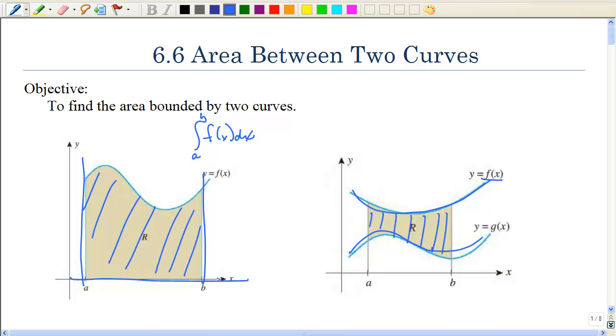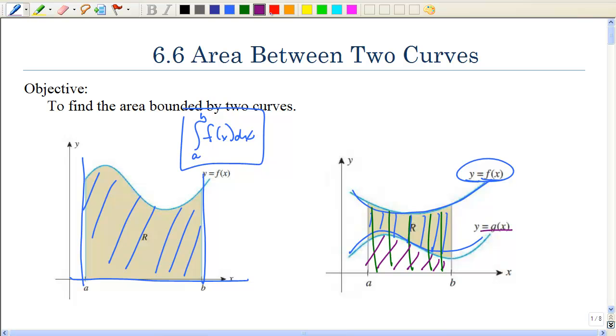Now the way we're going to do that is we're going to go back to what we did here, and find the area that's bounded below f of x, which would be all of this, and then find the area bounded below g of x, and then subtract them. So we're going to have this integral, again from a to b, because we're still bounded by the two vertical lines, but we're going to take the area that's below f of x and subtract the area below g of x, and that's going to give the area between those two regions.